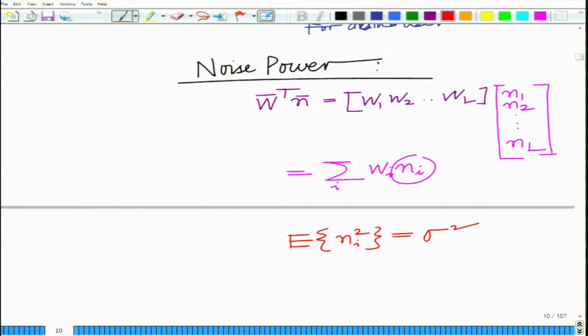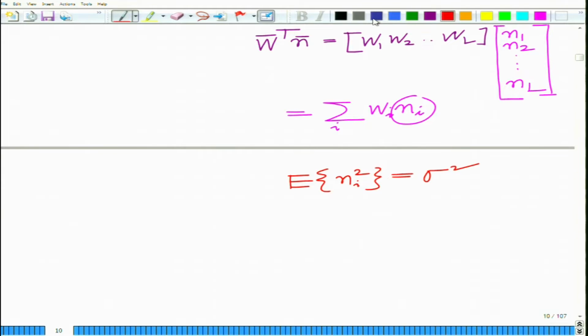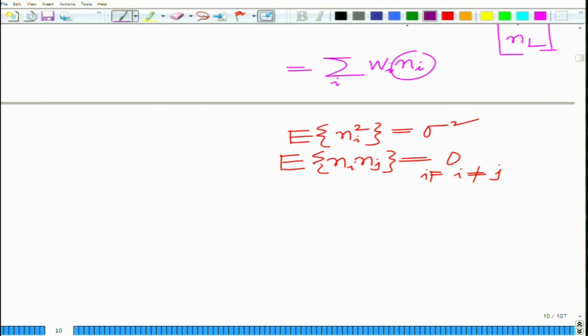And they are 0 mean, these noise samples Ni are 0 mean. In addition, let us also assume that if you take two distinct noise samples, the expected value of Ni times Nj is equal to 0 if i is not equal to j, that is, the different noise samples are uncorrelated. Uncorrelated noise samples.